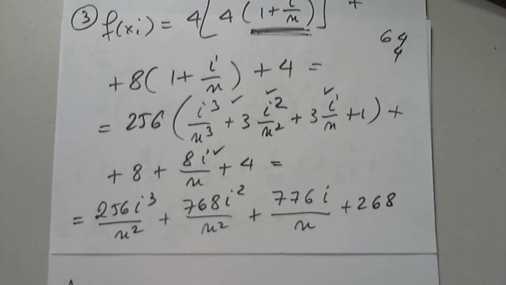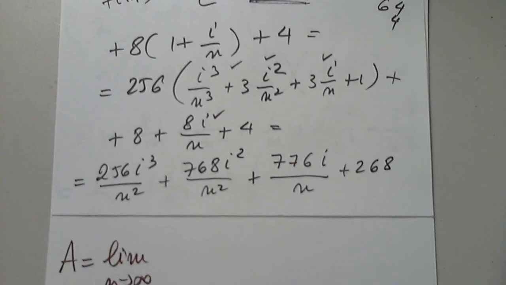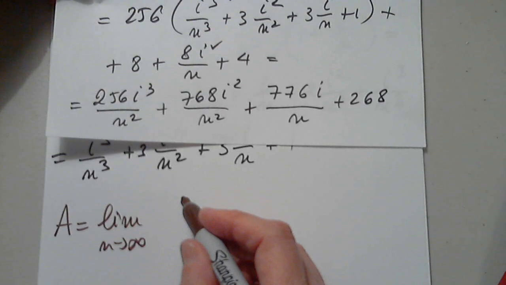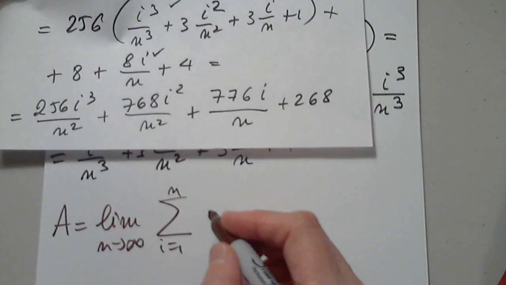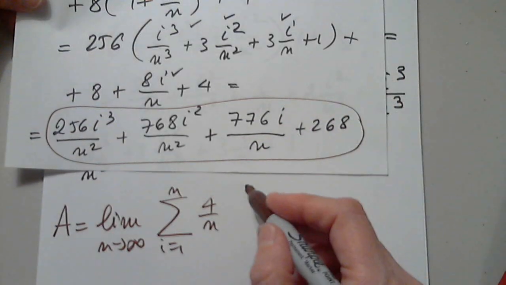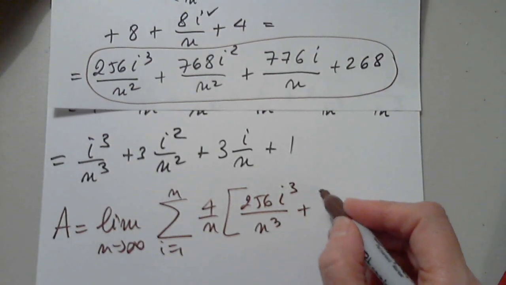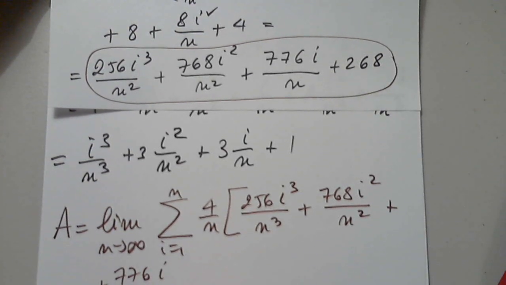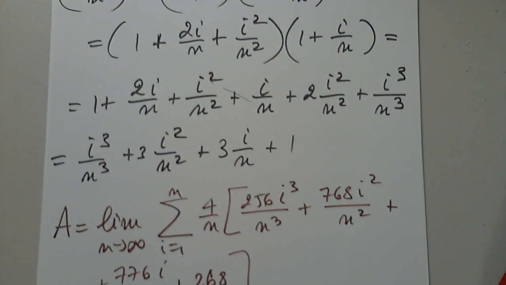So the exact area will be the limit as n approaches infinity of the sum from i equals 1 through n, delta x, 4 over n. And then all this, 256 i cubed over n cubed plus 768 i squared over n squared plus 776 i over n plus 268. I can put that page away.